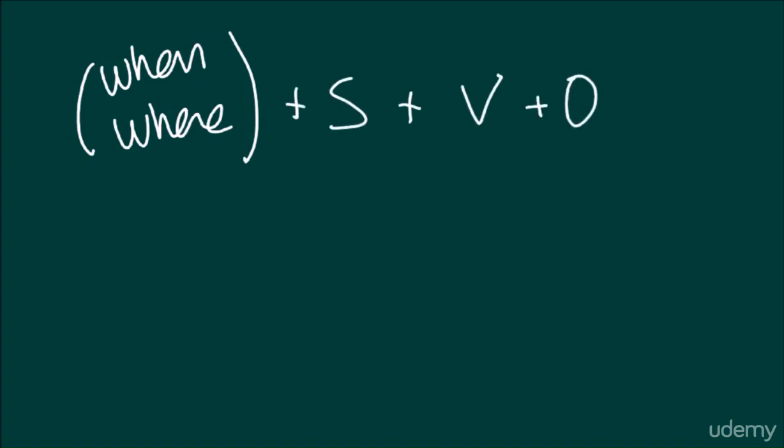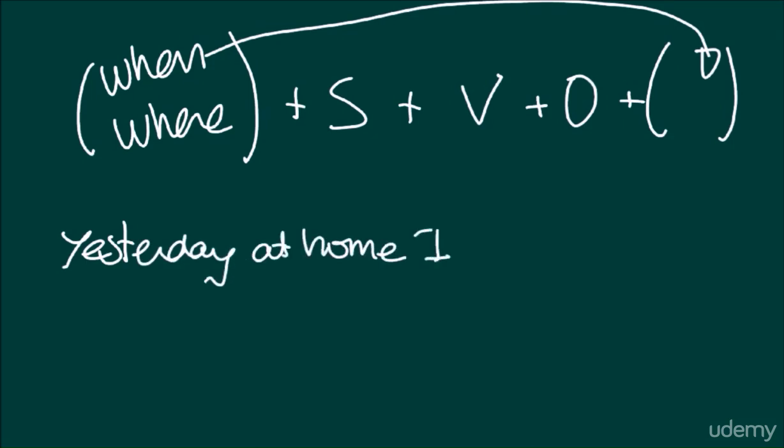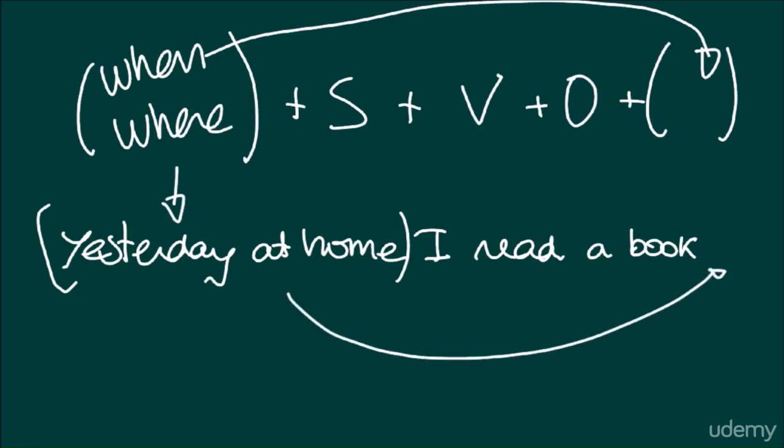For example, yesterday at home I read a book. Or, I read a book yesterday at home. We have the same structure, but we put the time and place at the beginning or at the end of the sentence.